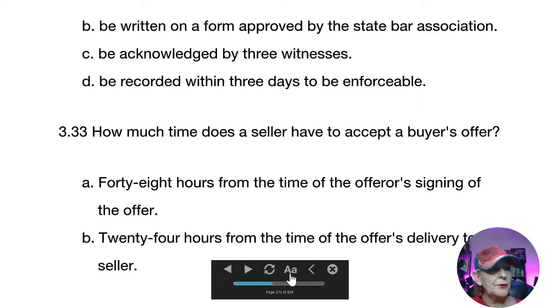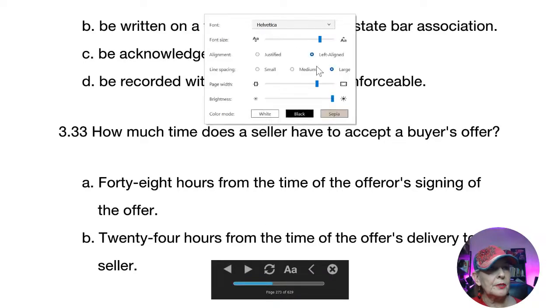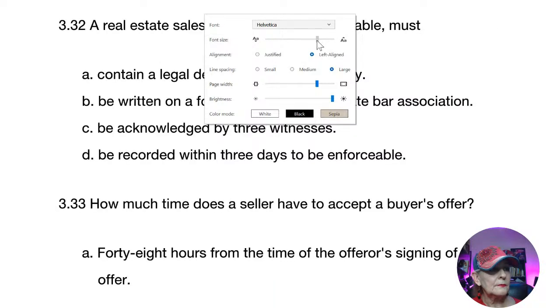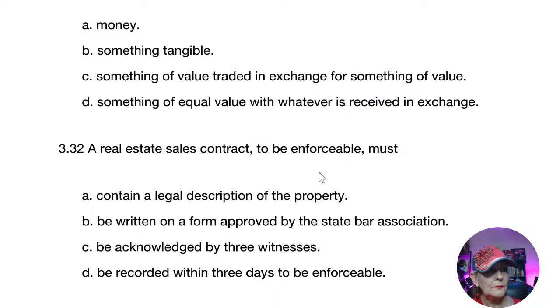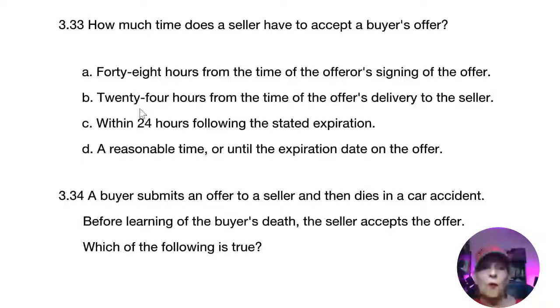Okay, number 33. Have to accept from the time of the offer or signing of the offer, delivery to the seller. C, within 24 hours following the stated expiration, or D, a reasonable time or until the expiration date of the offer. So 333 is D, a reasonable time or until the expiration date of the offer.